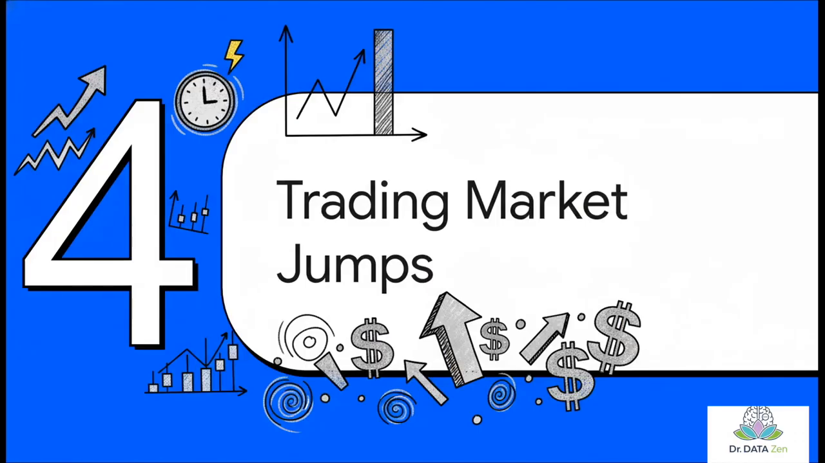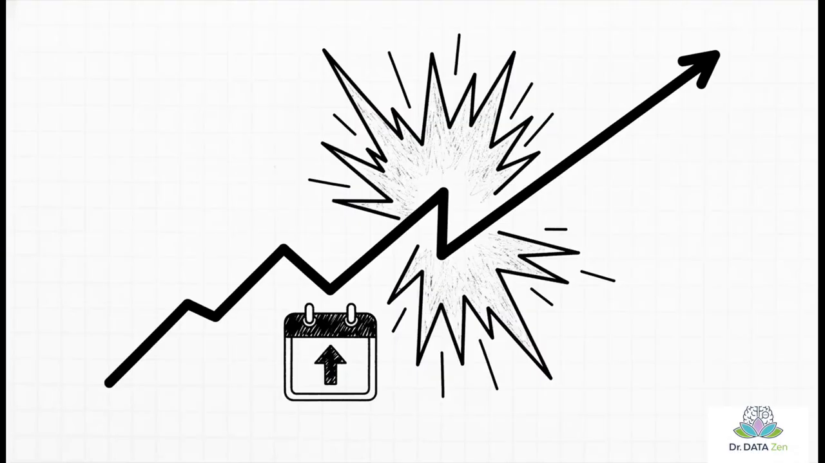Now that we get how stocks move together as a group, let's zoom way in on one of the most dramatic moments for an individual stock, trading those sudden, massive price moves. We're talking about jumps. This is where volatility trading gets really interesting. Yeah, these are the moments that can define a stock's entire year.